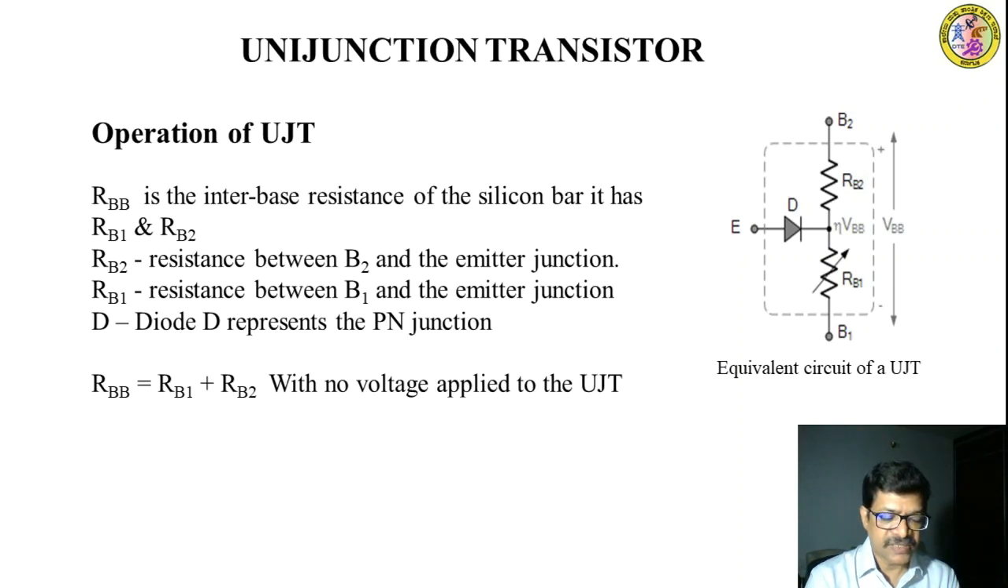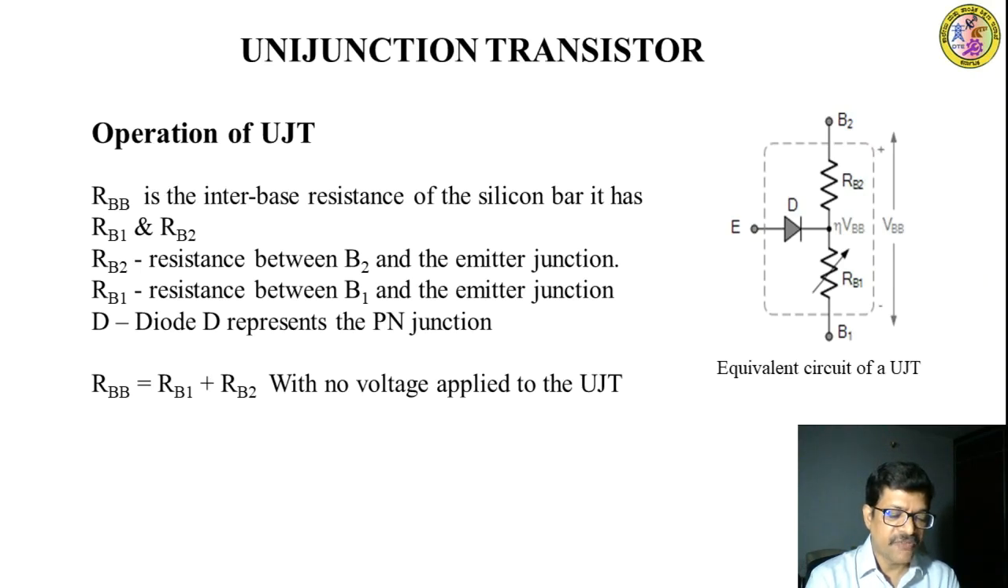There are three instances. The first one being with no applied voltage to the UJT, the interbase resistance is given by RB1 plus RB2.